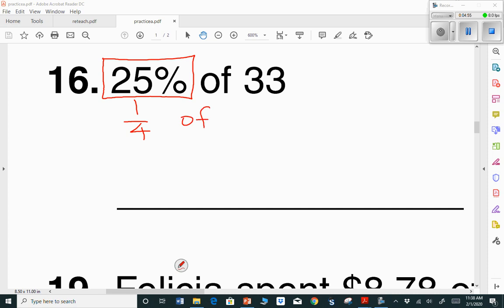And we need this 33 to be a number that is compatible with this 4 right here. So 33 is not divisible by 4, but 32 is very close, and it is divisible by 4. So we're going to do 1/4 of 32. And again, that's just a division problem. 32 divided by 4, and that equals 8. So 25% of 33 is roughly 8.